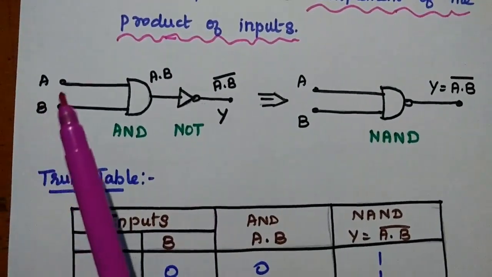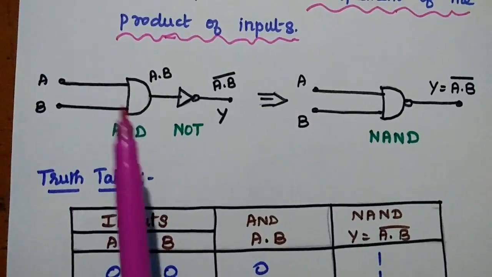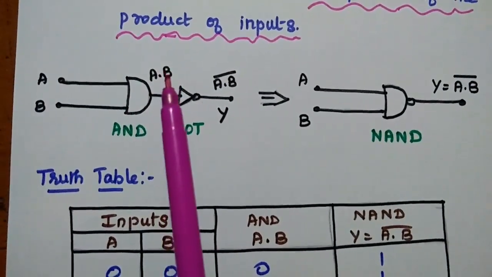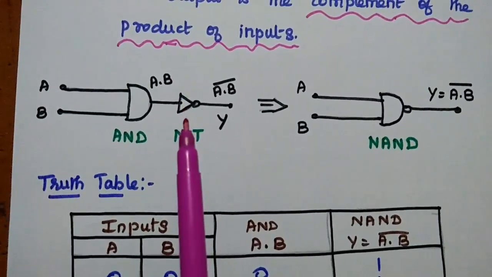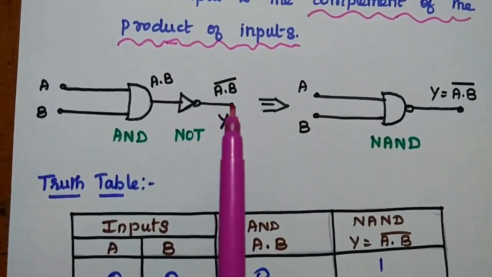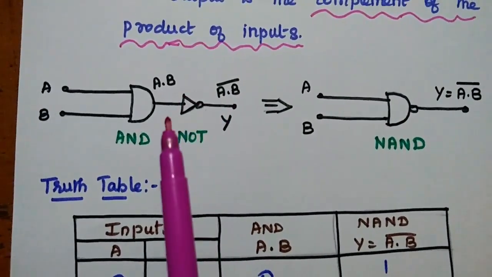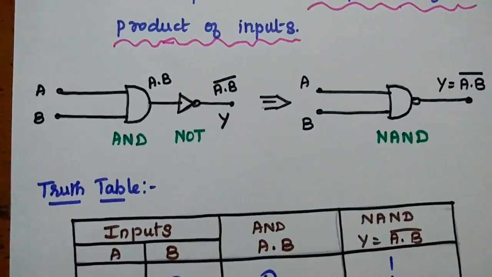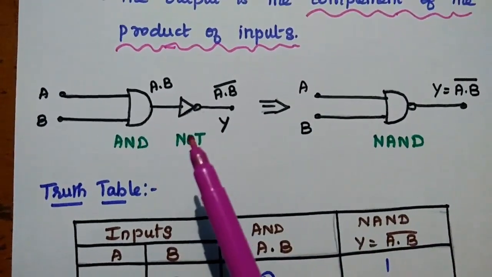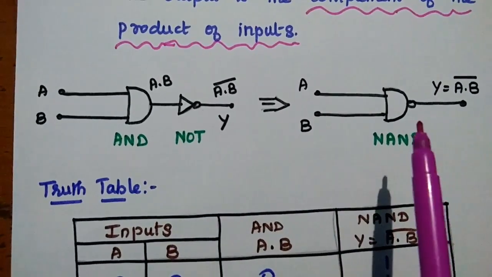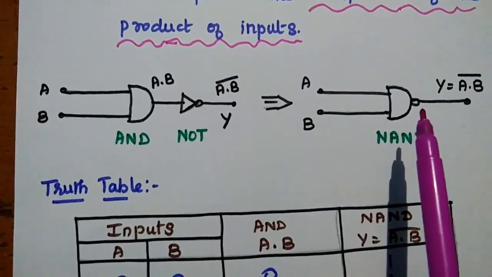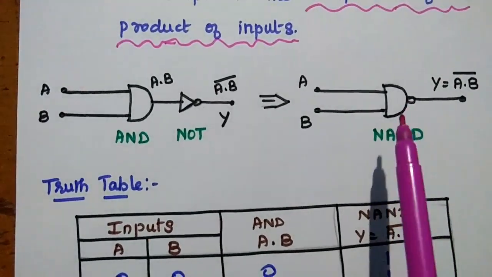Correct. So here two inputs A and B. This is the representation of the AND gate. The output is A dot B. That is given to this NOT gate, then the output becomes the complement of the AND gate. The complement of the AND gate is nothing but the NAND gate. So these two are combined together to produce the NAND gate. So here this bubble represents the complement of this AND gate.